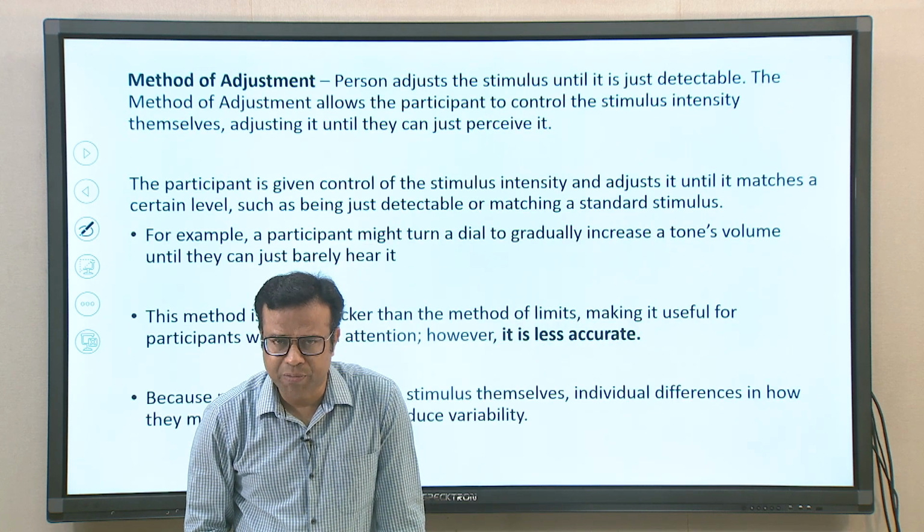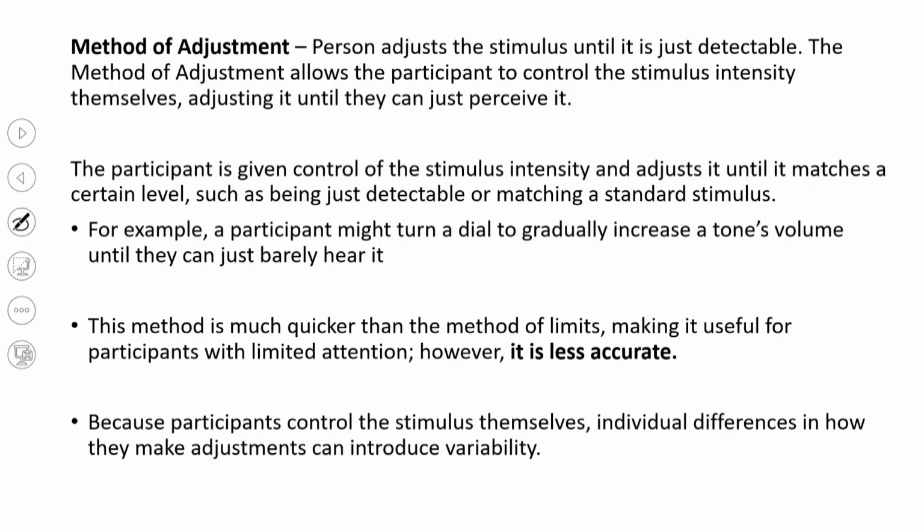Now, what happens in method of adjustment? It is also very similar, but here the experimenter does not present. Here the participants themselves adjust the stimuli so that they can detect it. So, it is given to the participant. Here the participant adjusts the stimuli until it is detectable. So, this is a method of adjustment that allows the participant to control the stimulus intensity themselves, adjusting until it can be perceived. So, this is basically done by the participants, and in the case of method of limits, the experimenter slowly changes the intensity and then asks the participant when they can detect it.